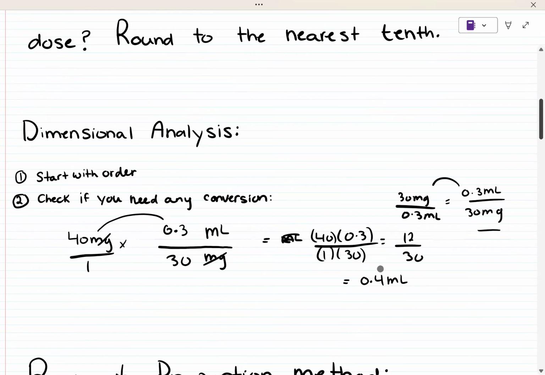It says round to the nearest tenth. I got exactly 0.4, so I don't really have to round. 0.4 is in the tenth place, so that is your final answer.